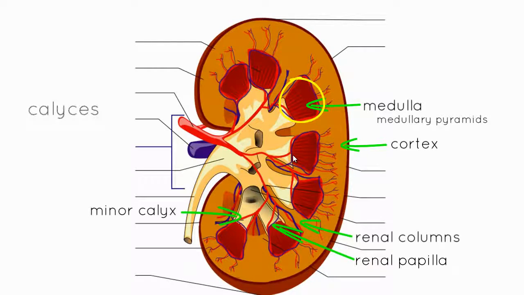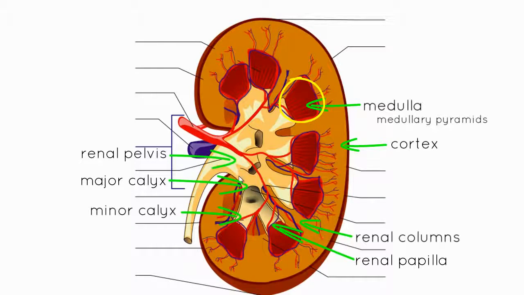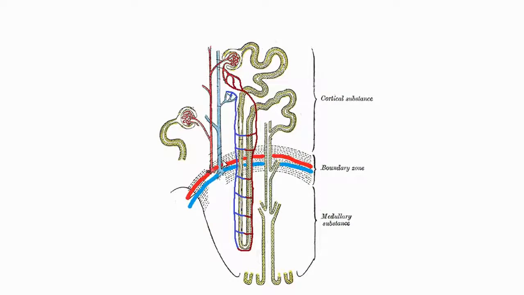So the plural of calyx is calyces, and these minor calyces come together to form major calyces, or singular is major calyx. So you've got the renal papilla pointing in towards, draining urine into the minor calyx, and the minor calyx combines to form the major calyx. And then you've got the major calyces combining to form the renal pelvis. So this bit here is the renal pelvis. And then the renal pelvis forms the ureter, which leaves the kidney.